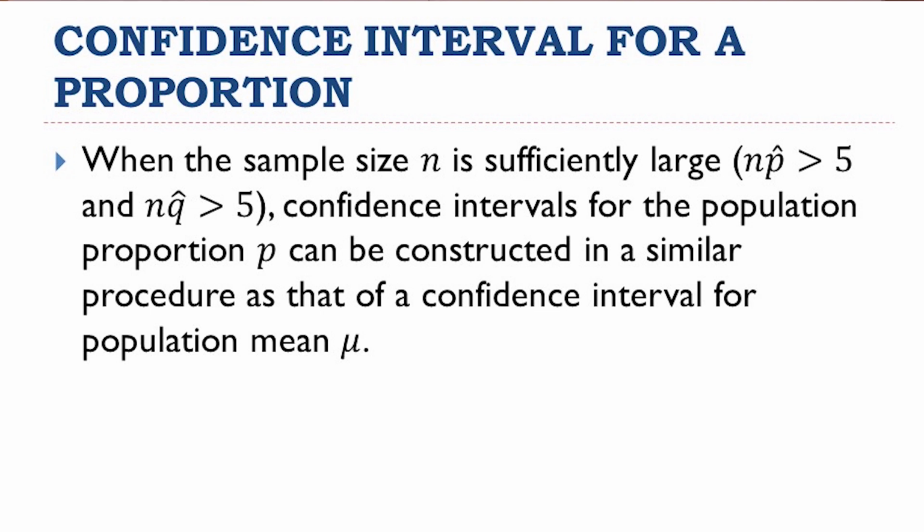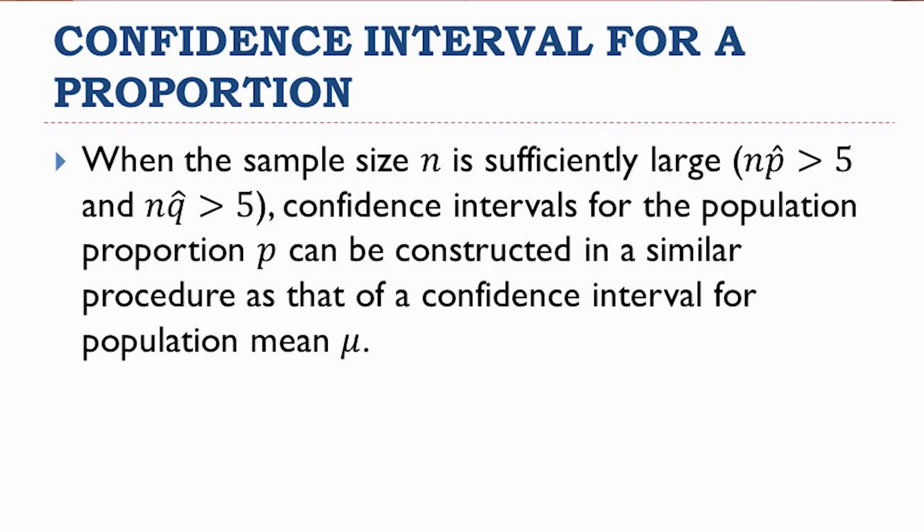So the procedure is similar for the population mu and for the population proportion in getting their confidence interval. The only difference is the symbol. Since we're talking about population proportion, instead of using mu as your population mean, we need to change it to P because we're talking about population proportion.